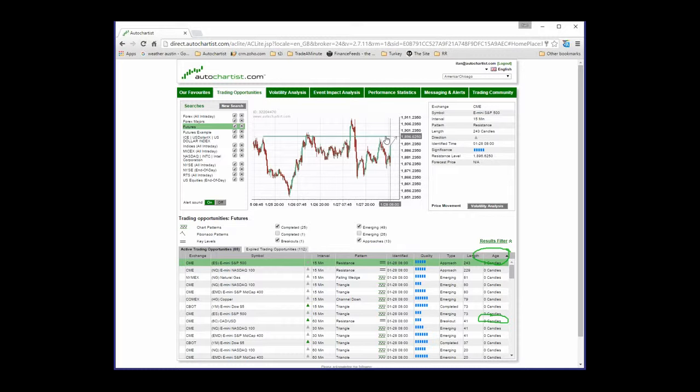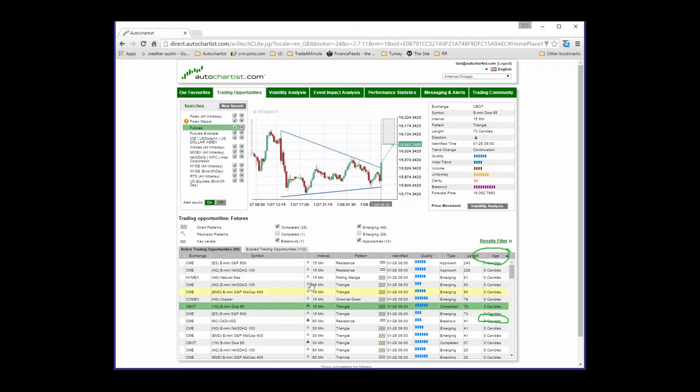Which is interesting because also, round numbers, as I'm sure you all know, are interesting resistance levels. So, you can see that Autochartist sees that the E-mini S&P 500 has turned and is moving towards this resistance level of 1,900. And similarly, all the other opportunities exist here.